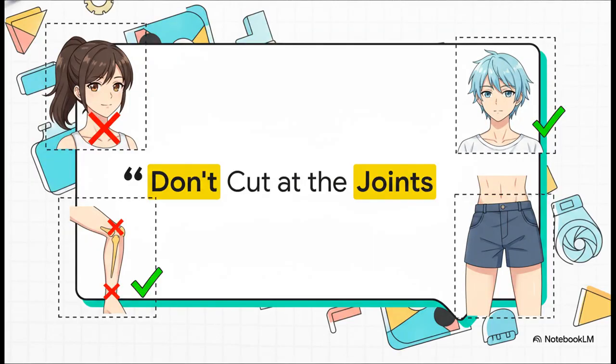And here is a golden rule to tattoo on your brain when you're cropping photos of people. Do not cut at the joints. Seriously, cropping someone at the neck or the elbows or the knees, it just looks awkward and kind of jarring. You always want to crop between the joints, like mid-torso or mid-thigh. It looks way more natural.